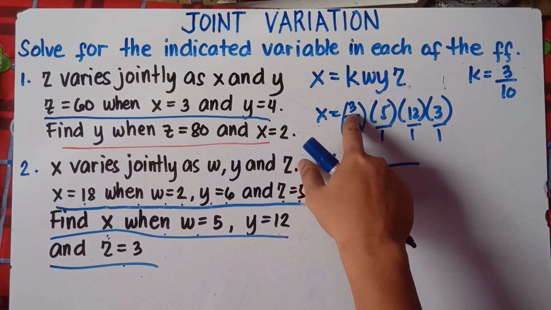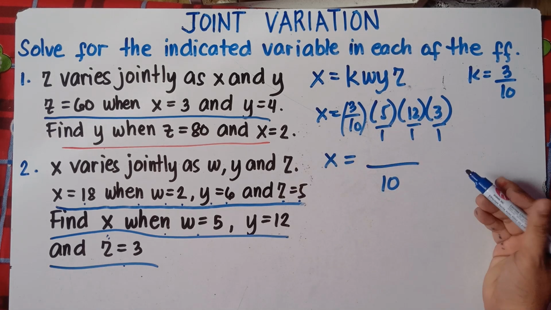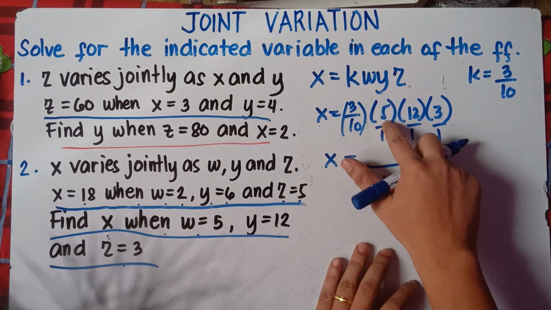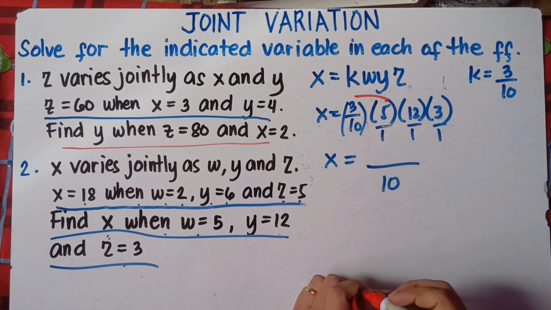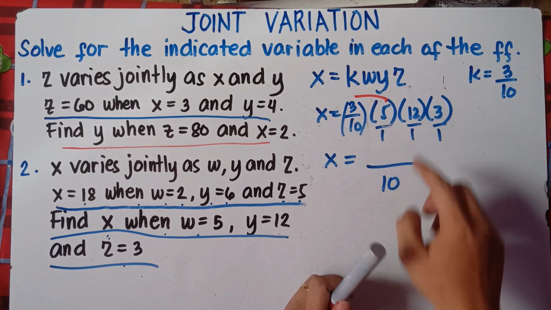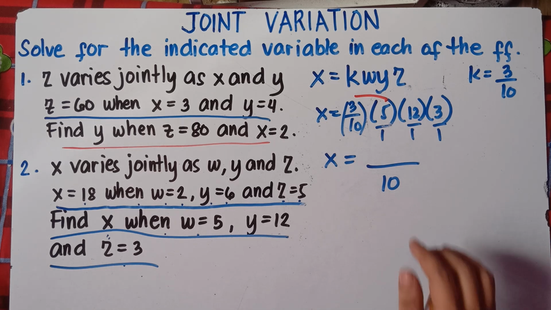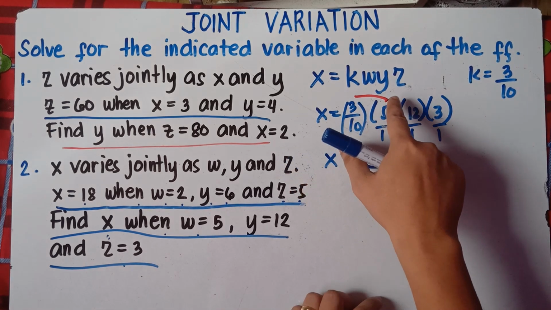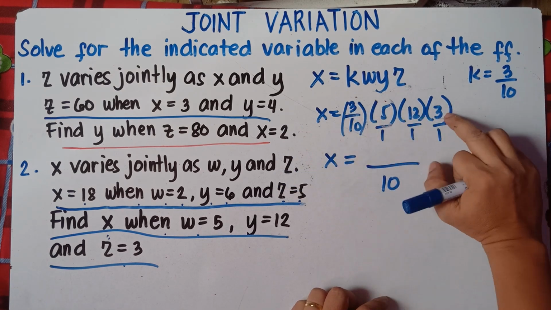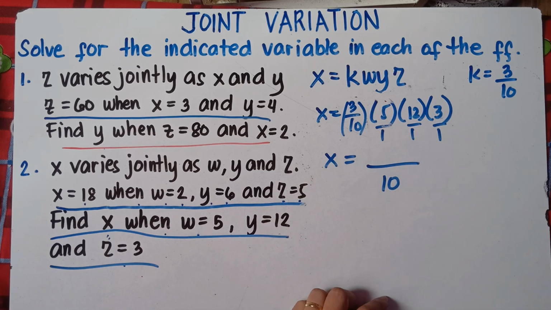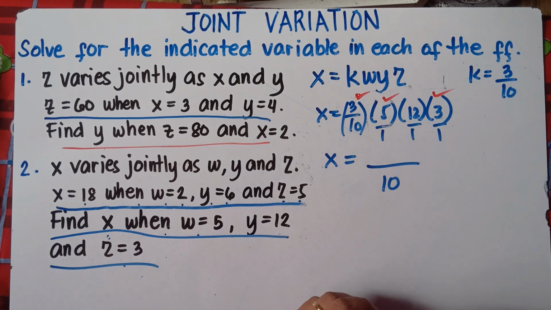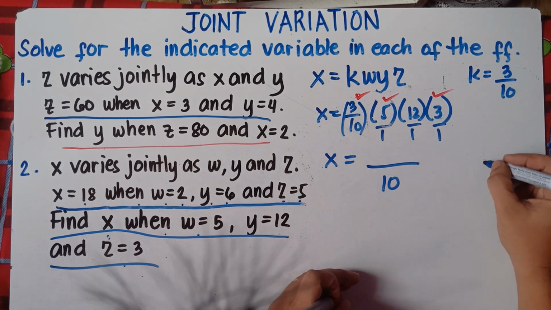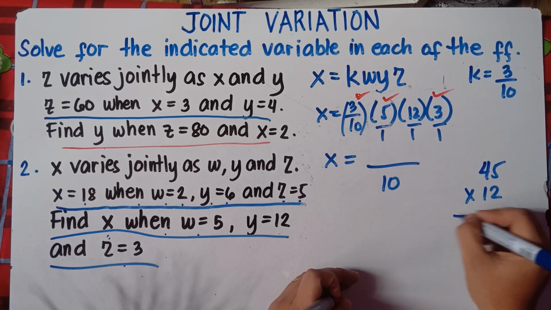Then multiply the numerator, 3 times 5 times 12 times 3. So let's multiply first. 3 times 5, that is 15. Then times 3. 15 times 3, that is 45. Then times 12. So I multiply first, class, the small numbers. Or you can have this one, class. 3 times 3, that is 9. Times 5, that is 45. Then 45 times 12. So let me multiply 45 times 12.